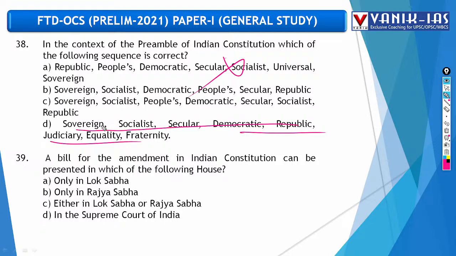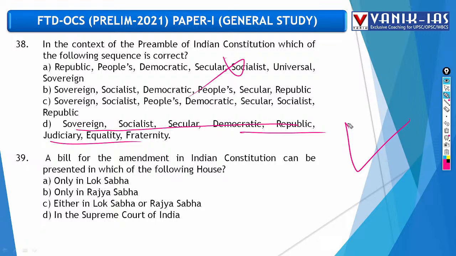Sovereignty means territorial integrity. Socialist means will work for the masses. Secular means there is no state religion. Republic means where the head of the state is elected. Justice means the equal distribution of the resources of the state. You can say that is one definition of justice. Another is equal punishment of the wrong. Equality means treating every citizen as equal: equality before the law under Articles 14, 15, 16, 17, 18, 19. Then there is fraternity. Fraternity means brotherhood.